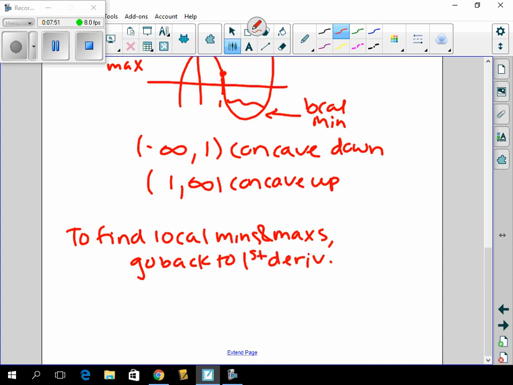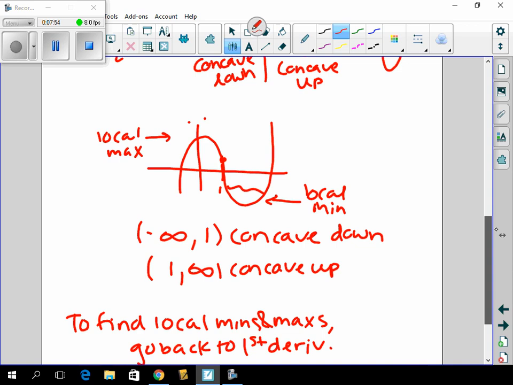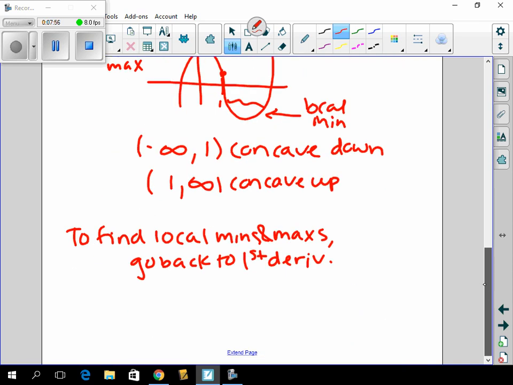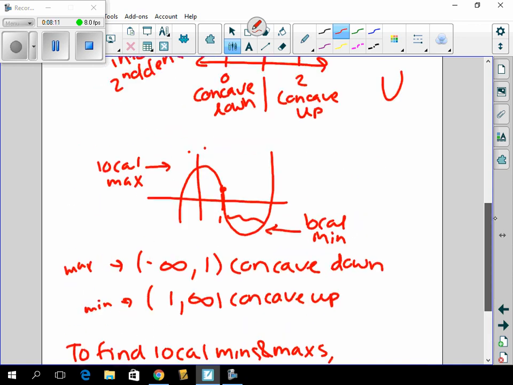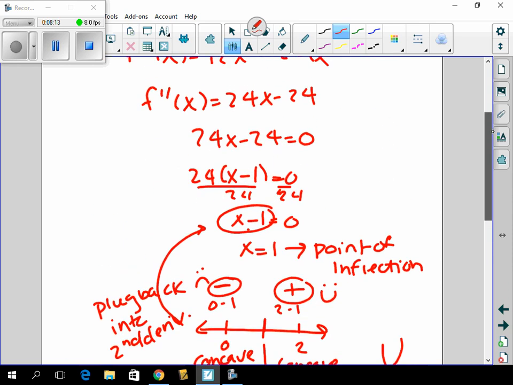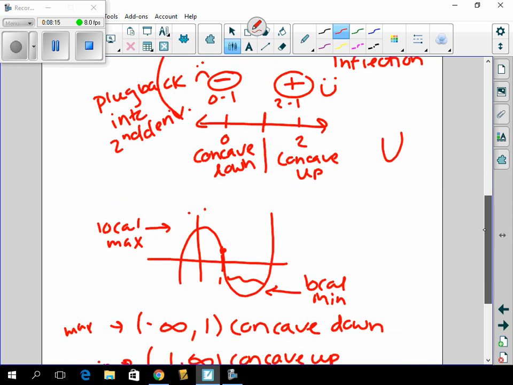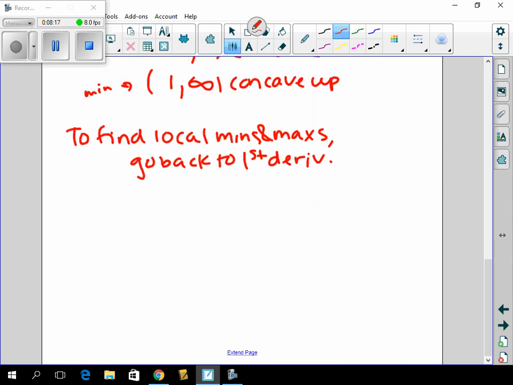But this process is going to be a lot shorter. Once I have my concavity, I know that my max has to be somewhere in here, and my min has to be somewhere in here. So whatever critical values I find, if that critical value is greater than 1, it's a min. If it's less than 1, it's a max. So my first derivative was 12x squared minus 24x. So f prime equals 12x squared minus 24x.